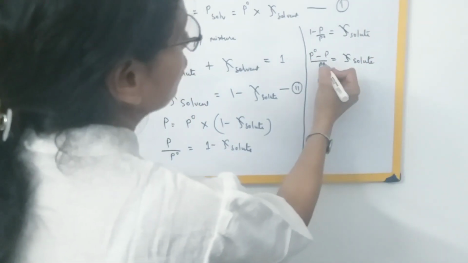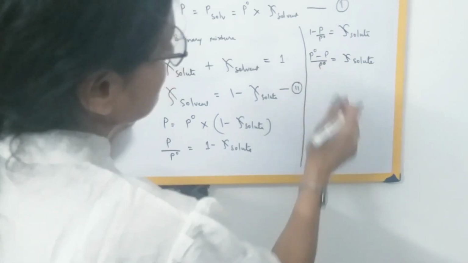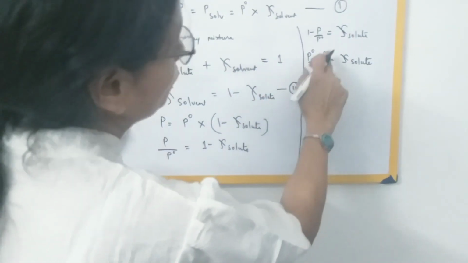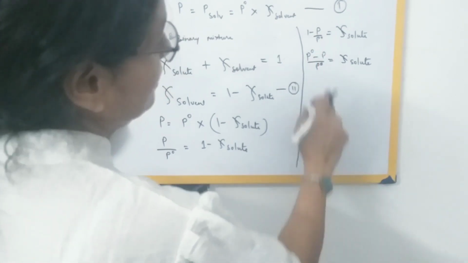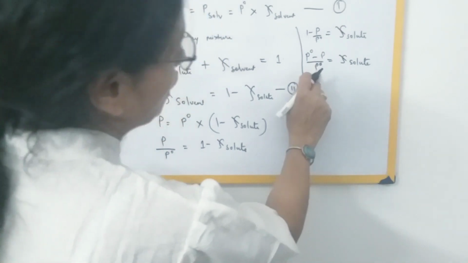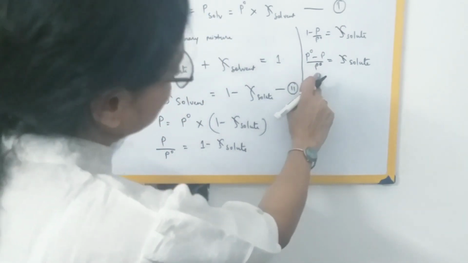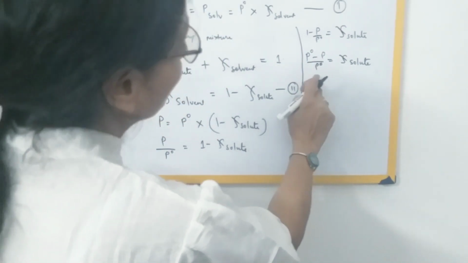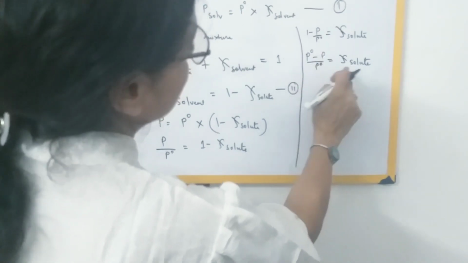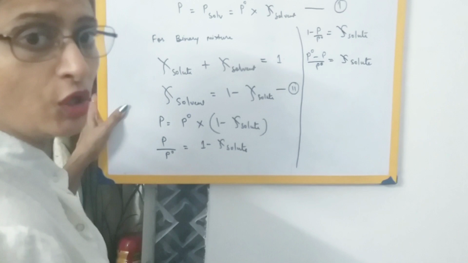And this P0 over here is the vapor pressure of the component when it is in the extremely pure state. So we are relating the lowering in vapor pressure to the vapor pressure of the component when it is pure. So what can we say? The relative lowering of vapor pressure is equal to the mole fraction of the solute.